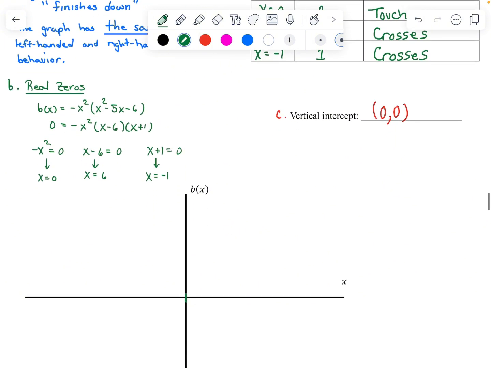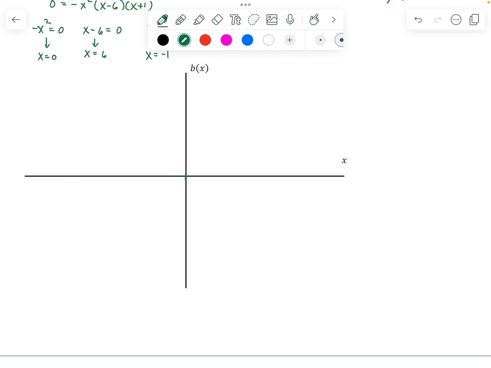So now let's graph the polynomial function. I'm going to start by plotting all of the zeros. So we have a zero at -1, we have another zero at 0, and the third zero is at 6. And from the chart, the graph crosses the horizontal axis at -1, it bounces or touches at x is equal to 0, and again it crosses at 6.